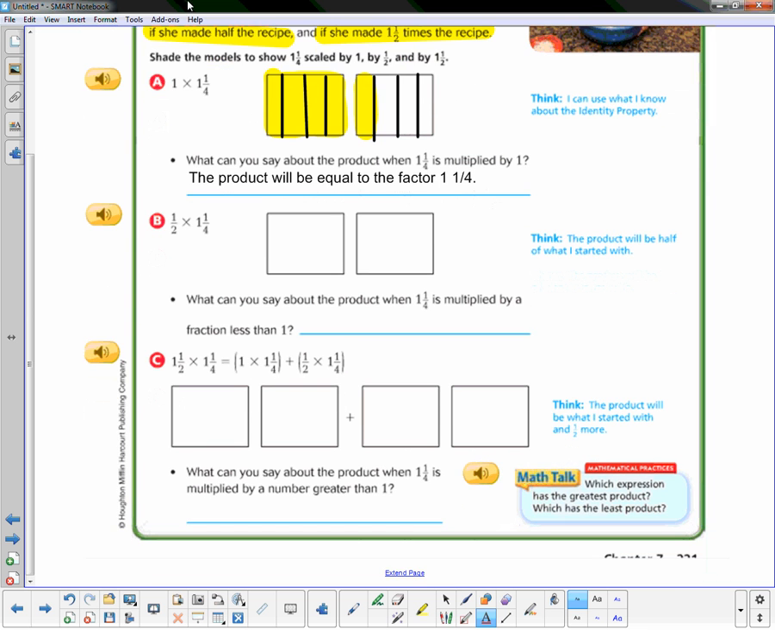Now let's take a look if we multiplied it by half. Okay, so same thing. Let's pull this down. 1, 2, 3. 1, 2, 3. Oh, that second one always isn't working. Okay, so I've got my 1 whole, and I've got my 1/4. Now I'm multiplying it by 1/2.